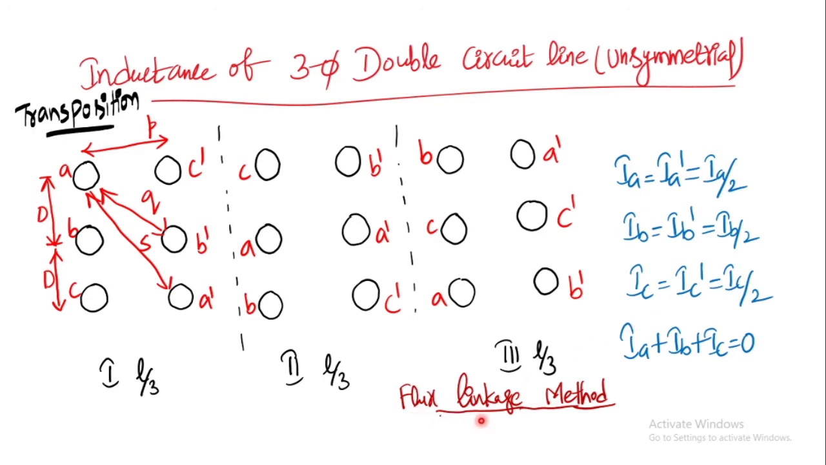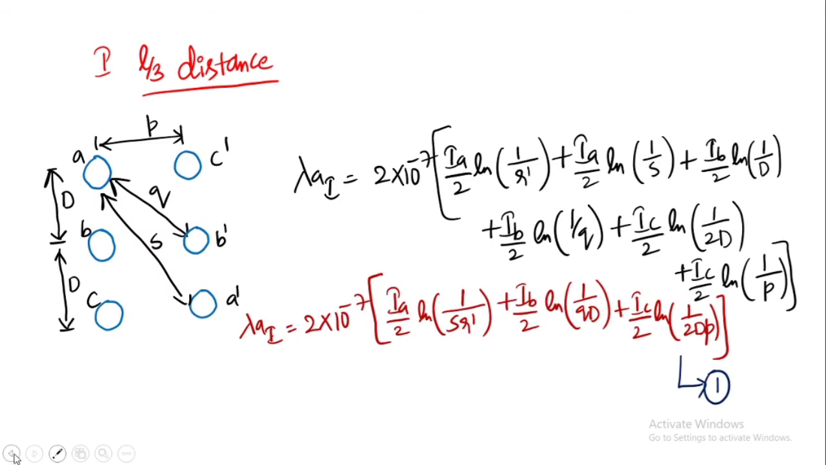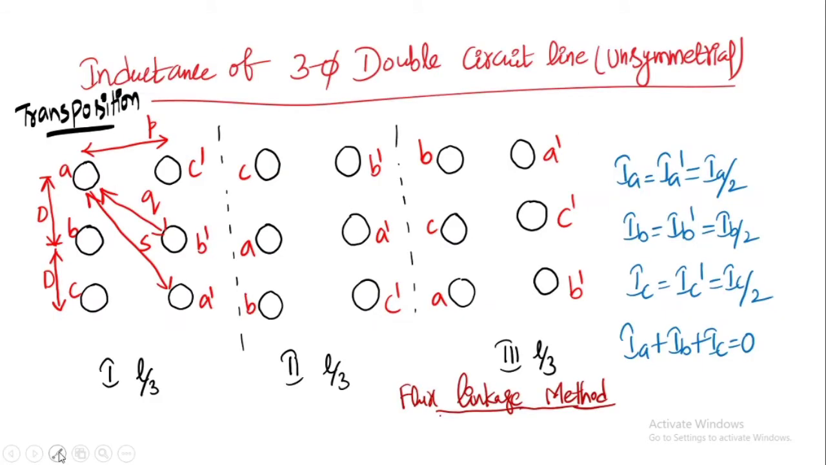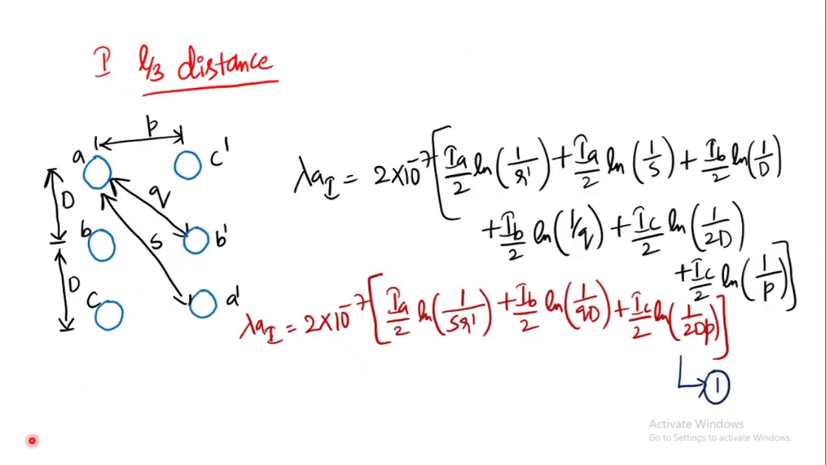The first method which we apply here is the flux linkage method. What is the first method? Flux linkage method. Let me go to that method. As we have done in the previous class also, we have solved this inductance problem by using flux linkage method as well as GMD and GMR method. And here also we are using flux linkage method as well as GMD and GMR method. Flux linkage method is nothing but taking the flux linkage of conductor.